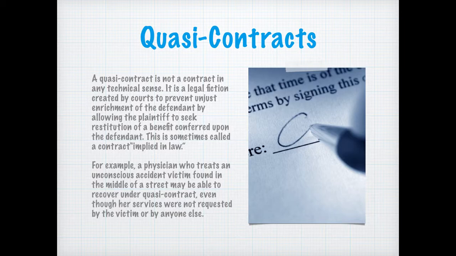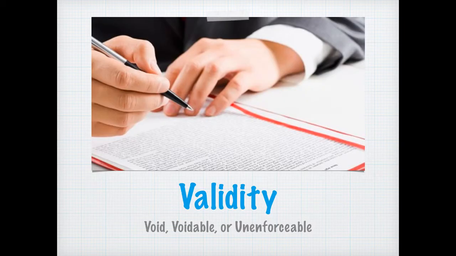But in order to pay that doctor, the law was going to create this legal fiction and say that a contract actually existed. For example, when 911 is called, if you're unconscious laying in the middle of a store and they call 911 and the ambulance comes to get you, you still have to pay for the ambulance. And that's where it's a quasi-contract. It's implied that you consented.